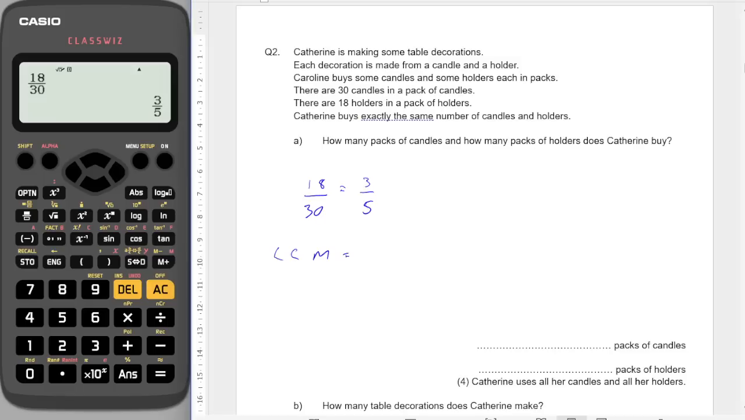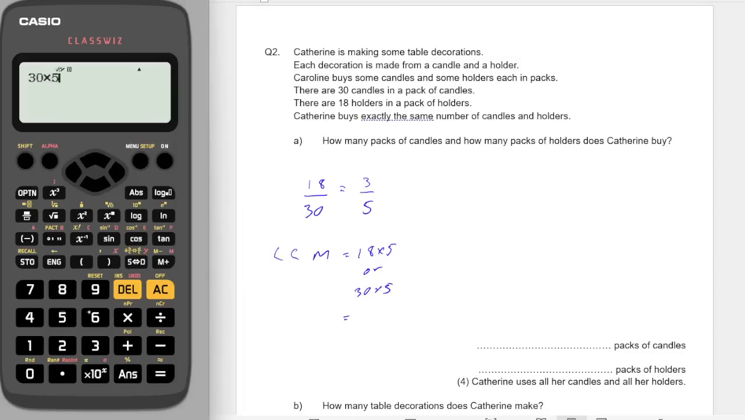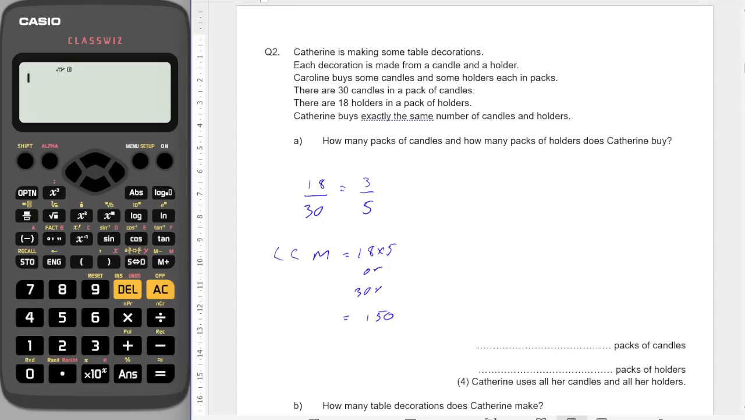So the lowest common multiple is going to form numerator of 1 multiplied by the denominator of the other. So I can do 18 times 5, or I could do 30 times by 5. That would give me the same either way, and that's going to be 150. And I've miswritten here. That should have been times by 3. So that should have been 90. Okay, so 90 is the lowest common multiple.